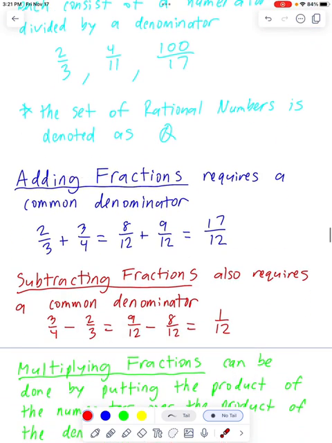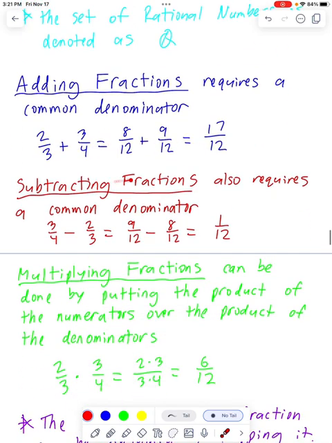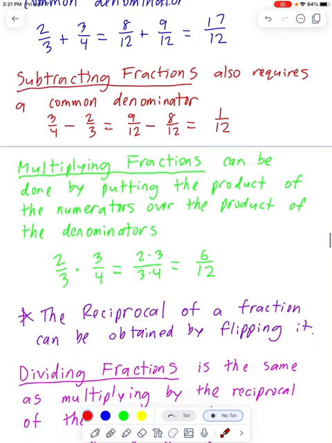You can add fractions, which requires a common denominator, like so. And you can subtract fractions, which also requires a common denominator, like so. And you can multiply fractions, which can be done by simply putting the product of the numerators over the product of the denominators, like so.